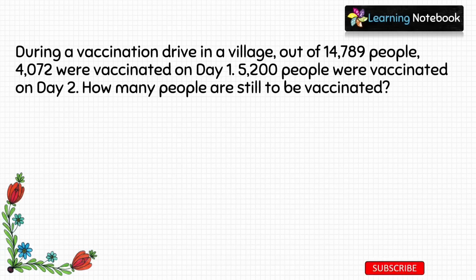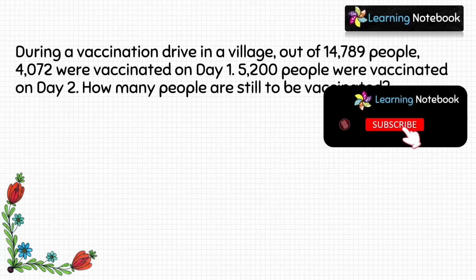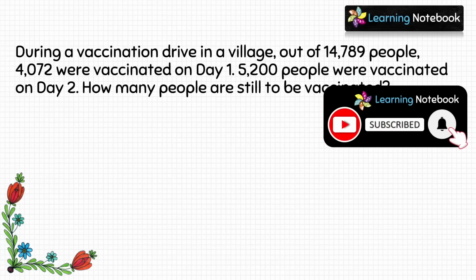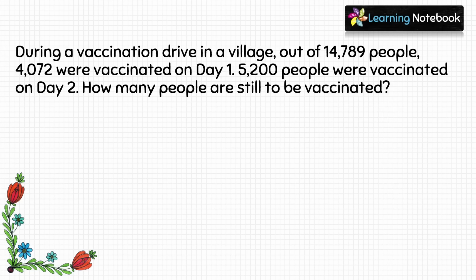Next word problem is, during a vaccination drive in a village, out of 14789 people, 4072 were vaccinated on day 1. 5200 people were vaccinated on day 2. So how many people are still to be vaccinated?